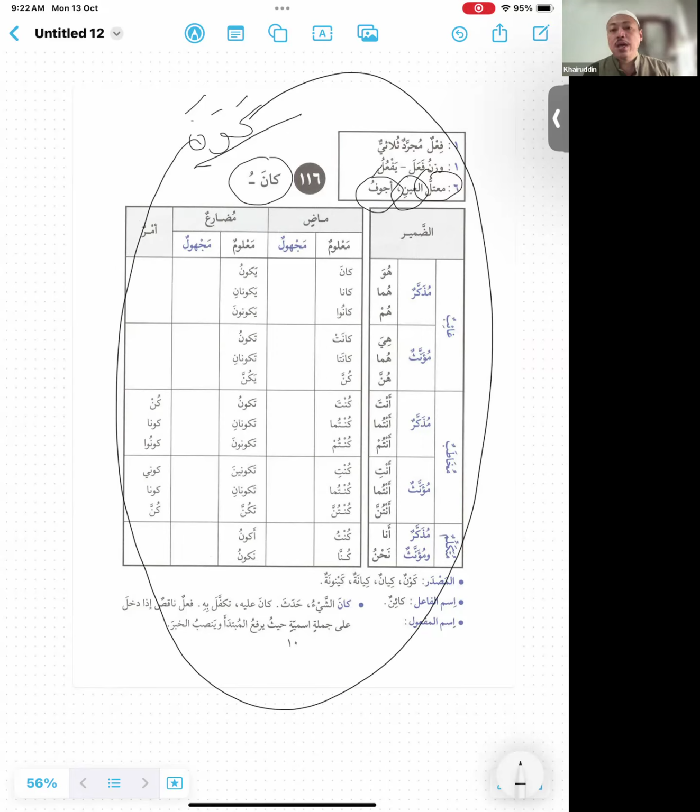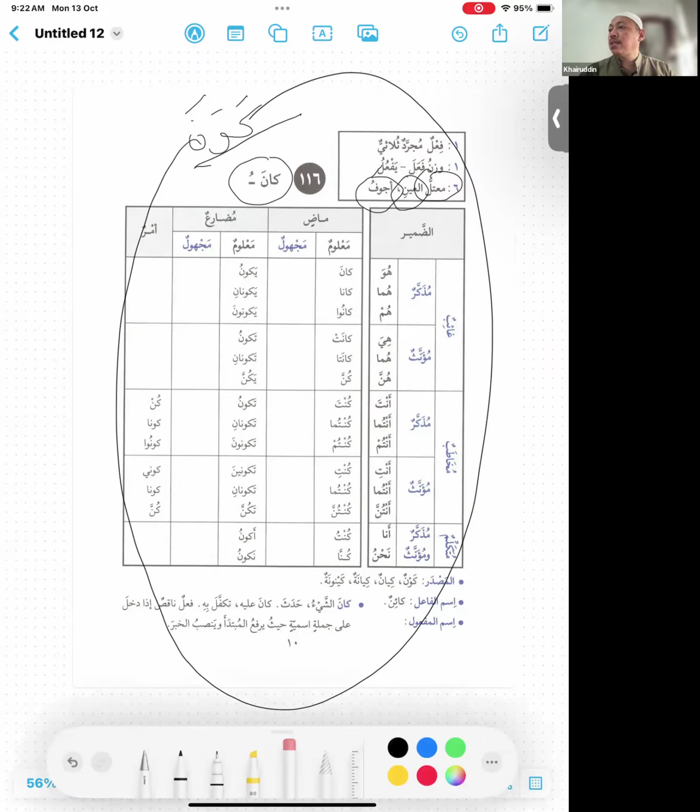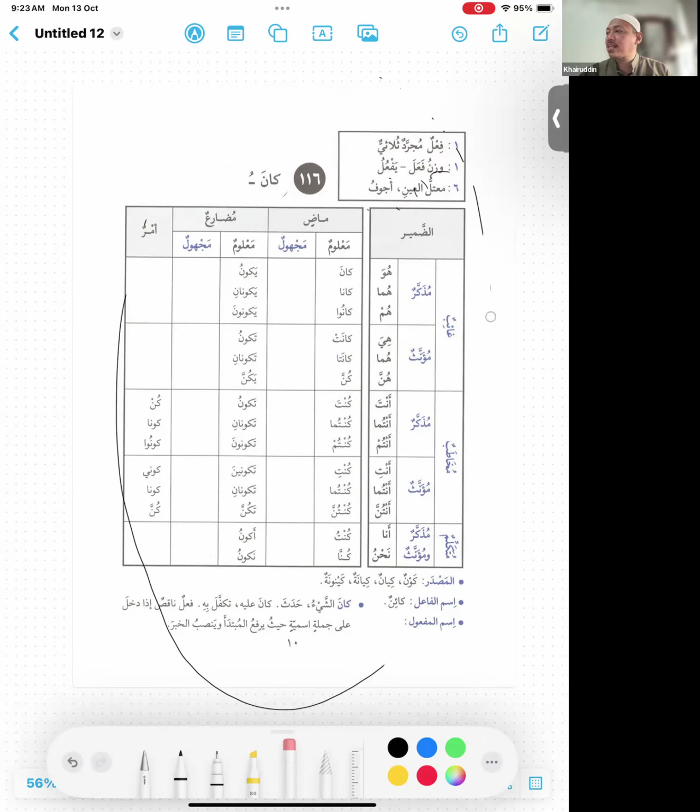Okay, it's kana yakunu. However, despite the language morphing over time, we say that actually the origins, the asal of kana yakunu, that is kawana yakunu, still exists. Okay, it still exists, and you can find traces of it such that you will know that the asal of it is kawana yakunu. And how will you know?